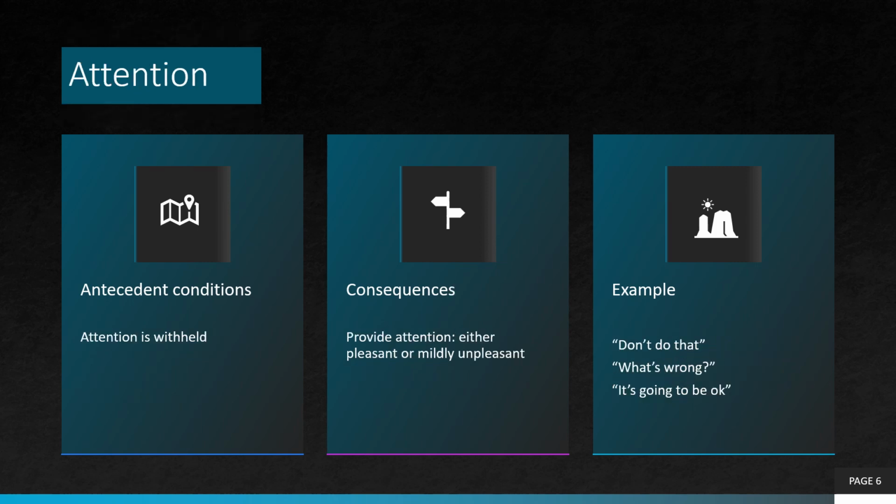The next condition is attention. During this condition, the clinician will withhold their attention from the client by pretending to be distracted. Then every time the target behavior occurs, attention is provided. This could be pleasant or soothing attention, or mildly unpleasant attention. If the behavior stops or increases as compared to the control condition, it indicates that social attention functions as reinforcement for the maladaptive behavior.